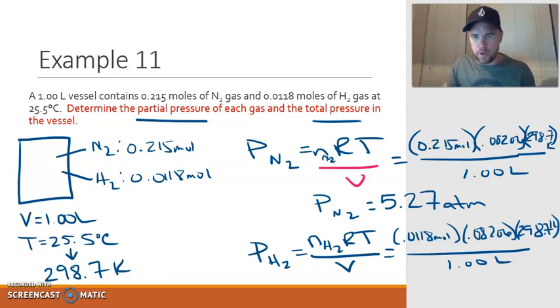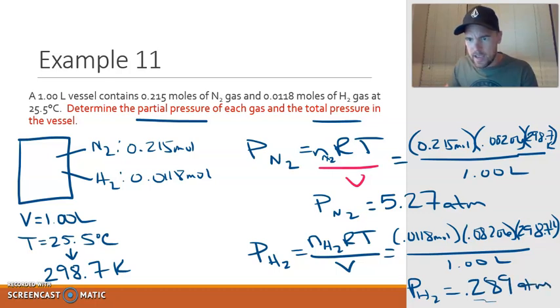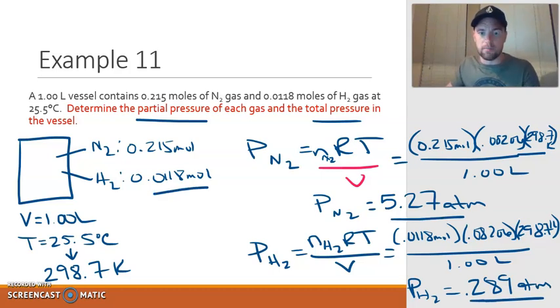My partial pressure for just the hydrogen, with 3 sig figs, is 0.289 atmospheres. And you may be thinking, wow, that's a lot lower than the pressure for nitrogen. You're right, because notice the moles is a lot lower than the nitrogen. So that makes sense. So finally, how are we going to solve for the total pressure?